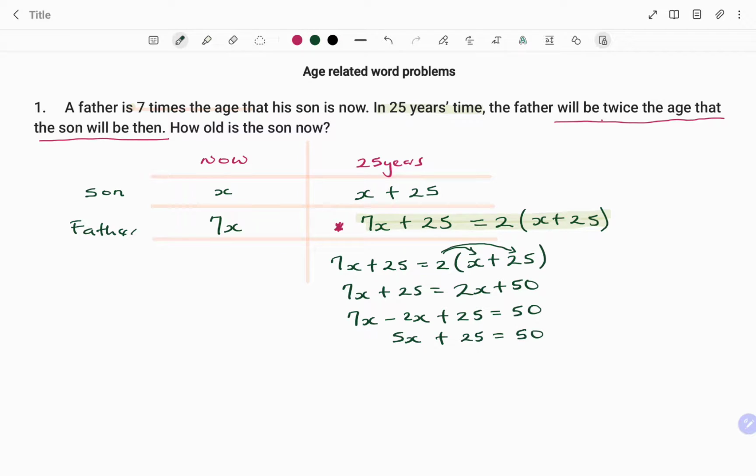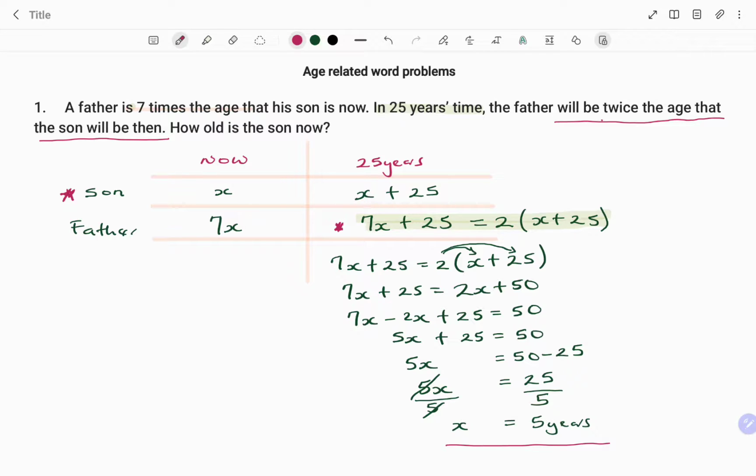Moving my 25 to the right-hand side, I have 5x equals 50 minus 25. That's 25. Dividing both sides by 5, I have x equals 25 divided by 5, 5 years. So the son's age, which is x, as shown now, is 5 years.